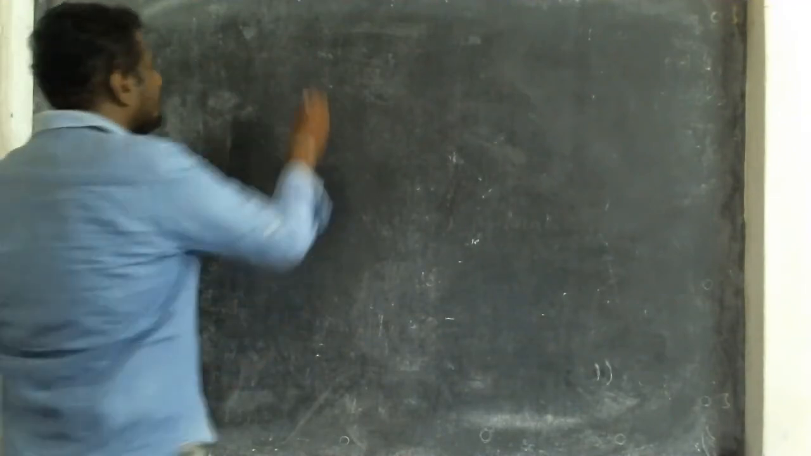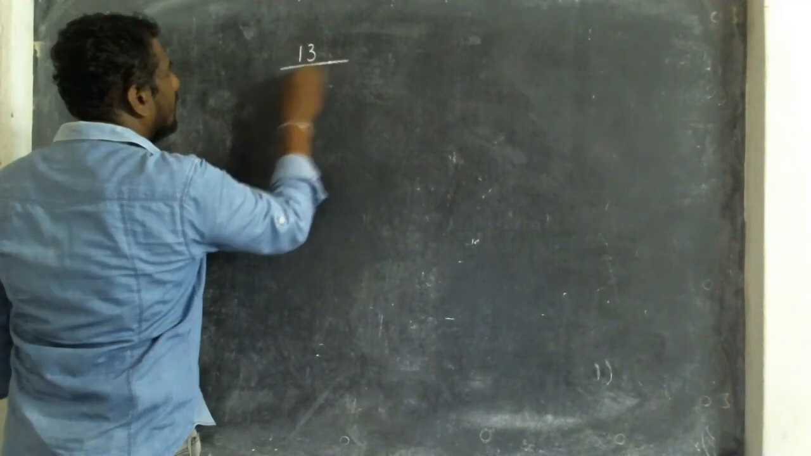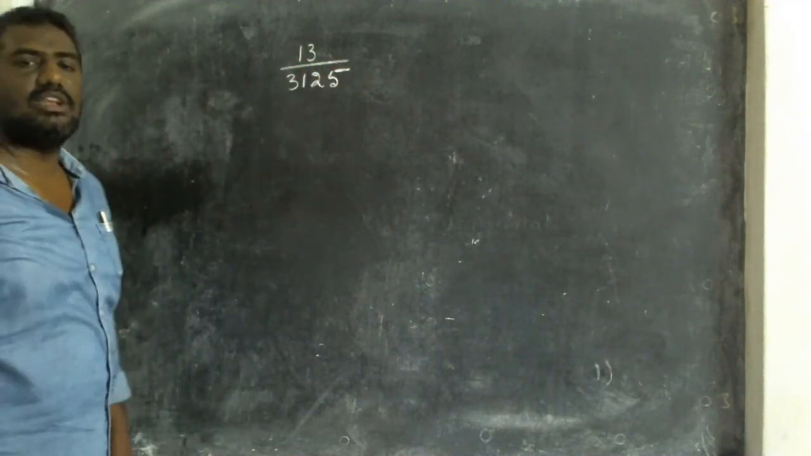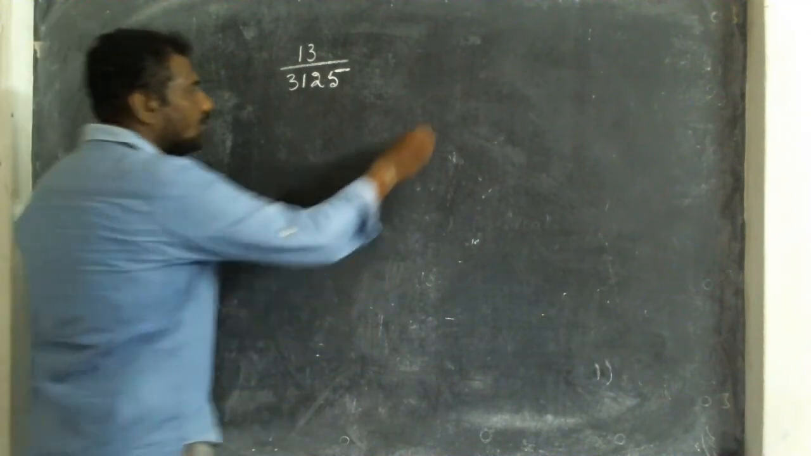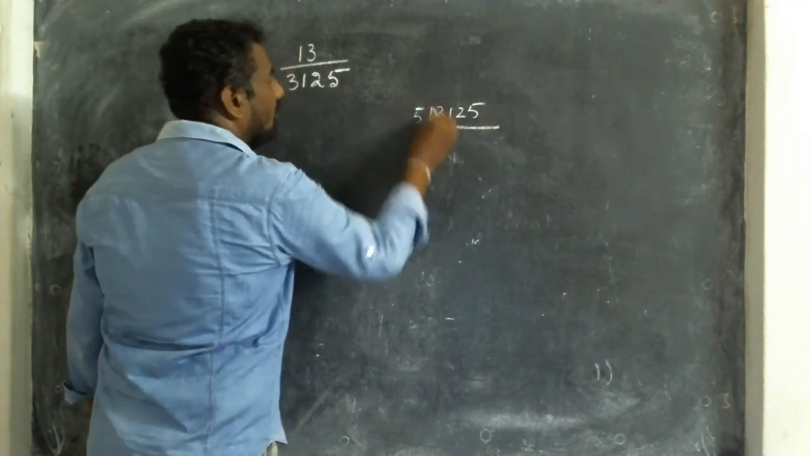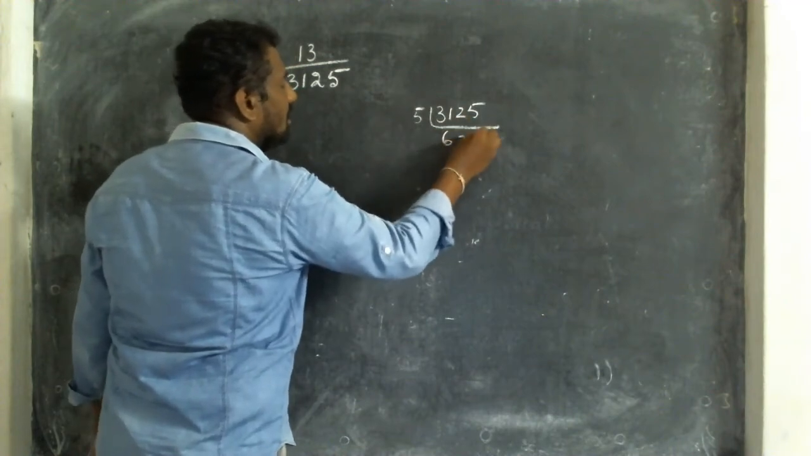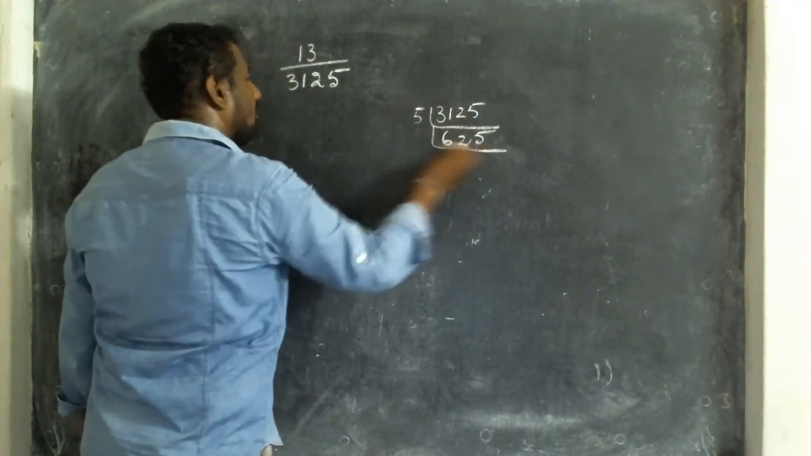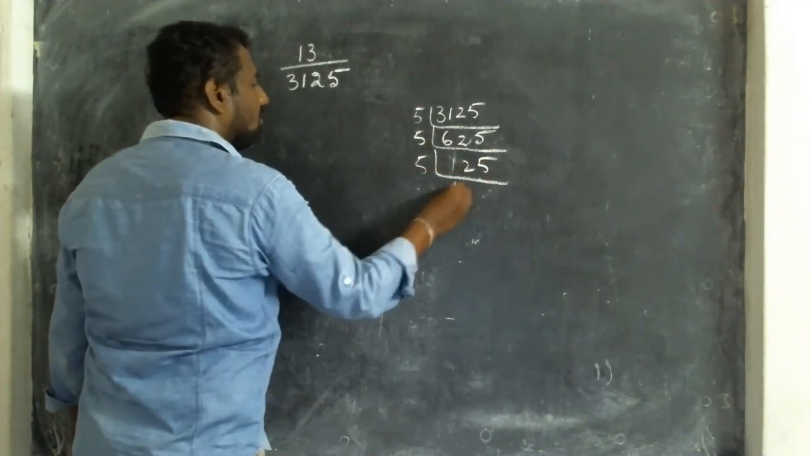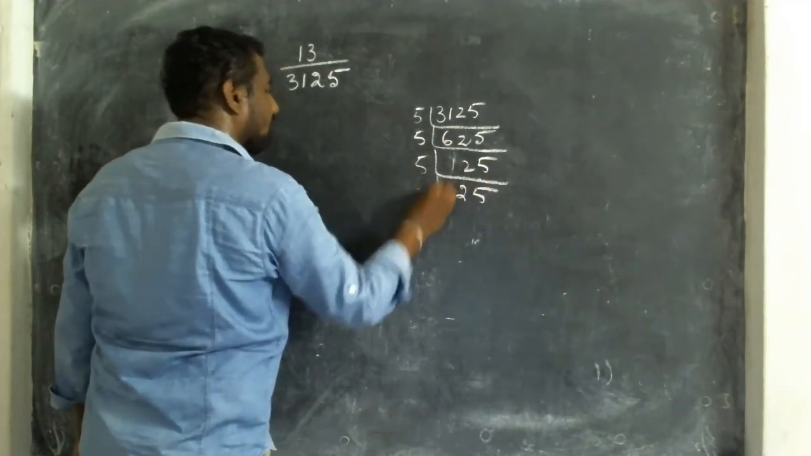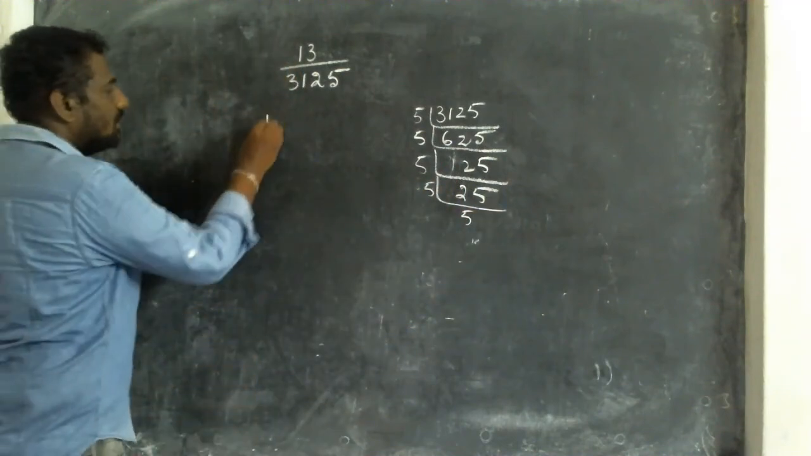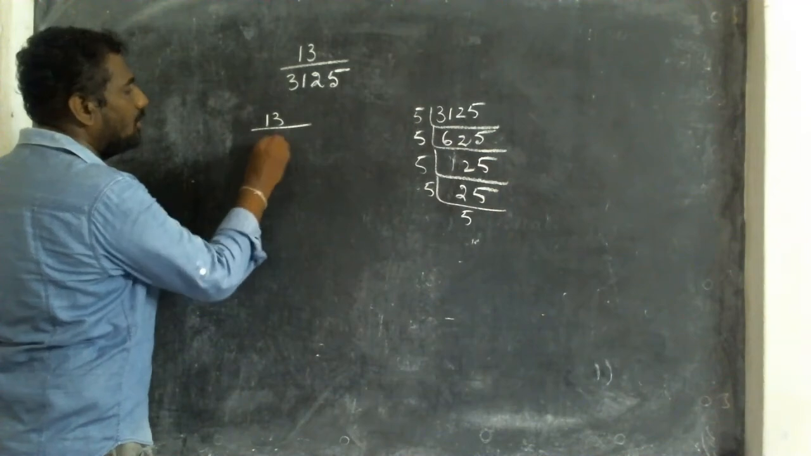One more problem. 13 by 3125. 3125: 5 6's are 30, 5 5's are 25, 5 125s, 5 25s, 5 5s. So 13 by 5 power 5.